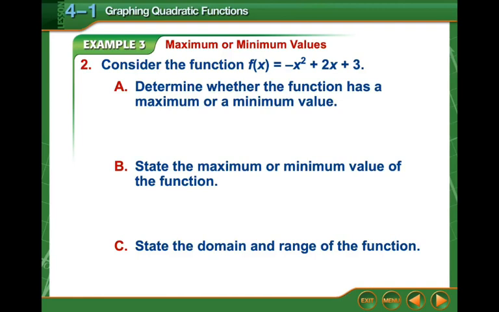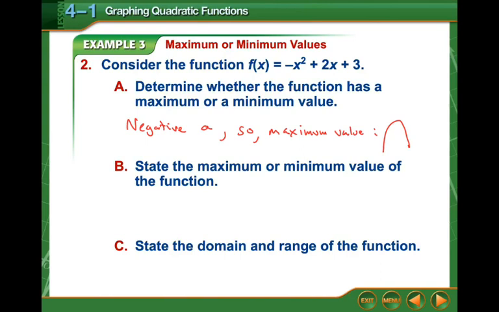So we're going to take this and determine some information about this equation just based off of what we're given. So we want to first determine whether the function has a maximum or minimum. Since there's a negative out front, it has a maximum value. So the graph looks like this at some point.